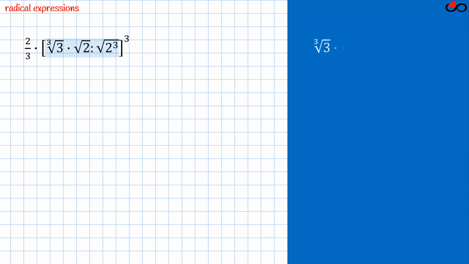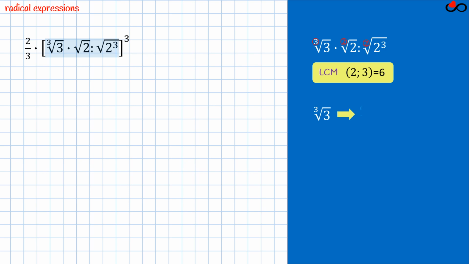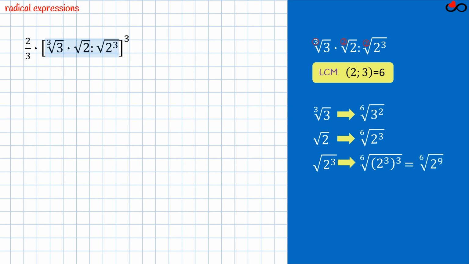Let's simplify the terms inside the square brackets. The cube root of 3, the square root of 2 and the square root of 2 to the third power have different indexes. We need that all the roots have the same index. To reduce them to a common index, we calculate the least common multiple of the indexes. The least common multiple of 2 and 3 is equal to 6. To get the same index, we multiply the first index and exponent by 2. Then, we multiply the second index and exponent by 3. Finally, we multiply the third index and exponent by 3. Applying the power to power rule, we get the sixth root of 2 to the ninth power.